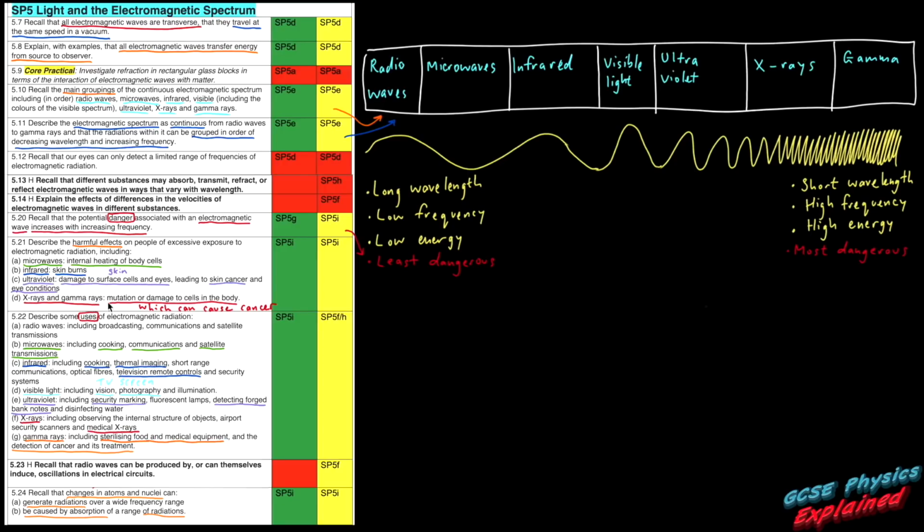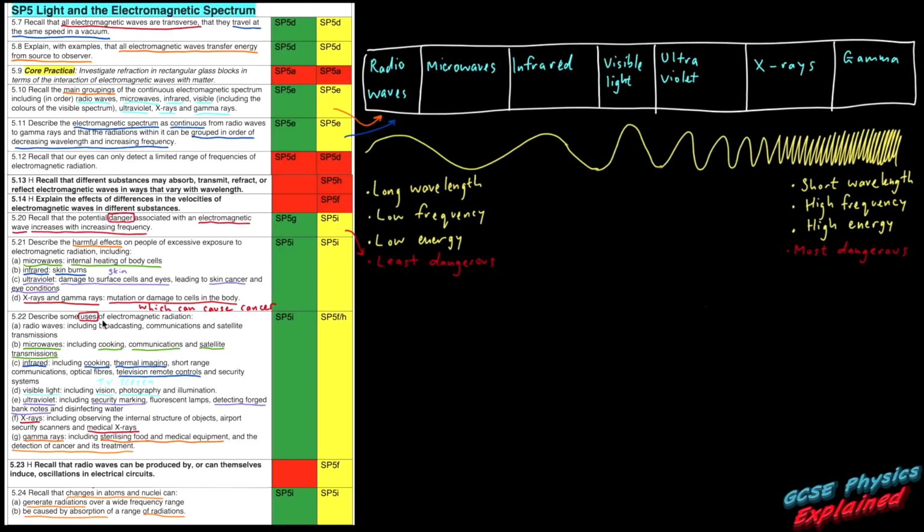X-rays and gamma rays, the dangers, they could mutate or damage your cells in your body, and that could cause cancer. So don't just say X-rays and gamma rays could cause cancer, say they damage your cells. You could even say damages the DNA of cells for one mark and then causes cancer for another mark.